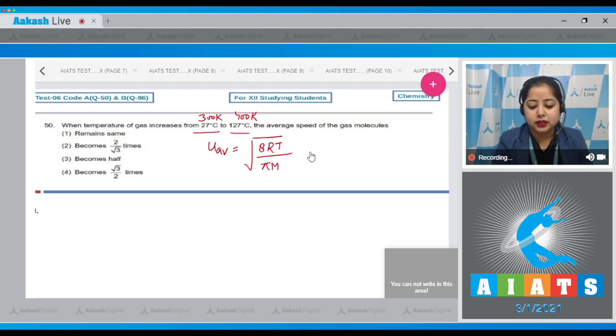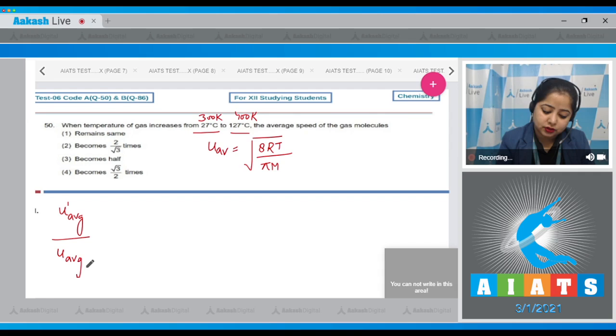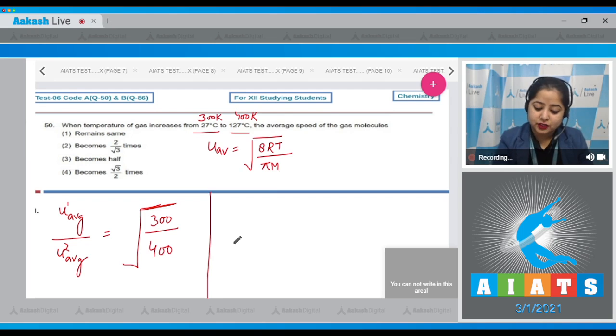So students, it is very clear that U average, let's take initial as 1 and U average, the final at temperature 400 Kelvin as 2, is equals to under root of initial temperature which was 300 upon the final temperature which is 400. That means we have to calculate the average speed. So let's cancel out 0. So U1 average upon U2 average is equals to root 3 upon 2.